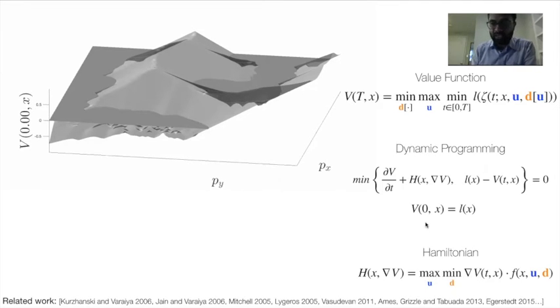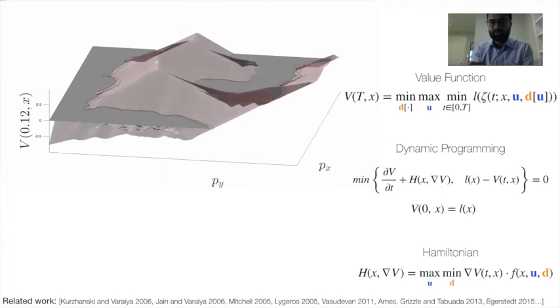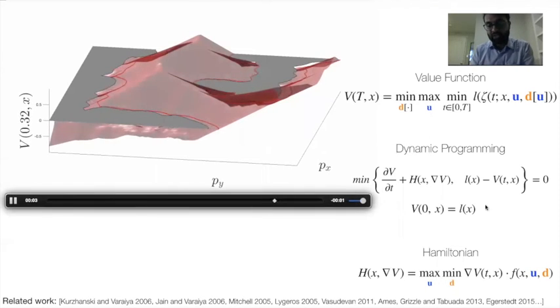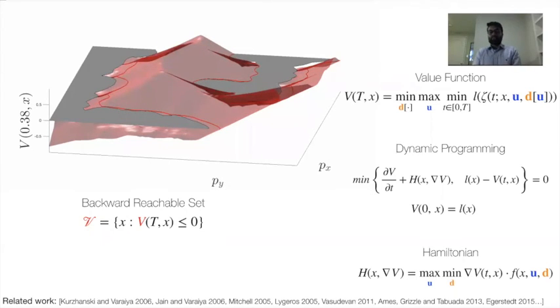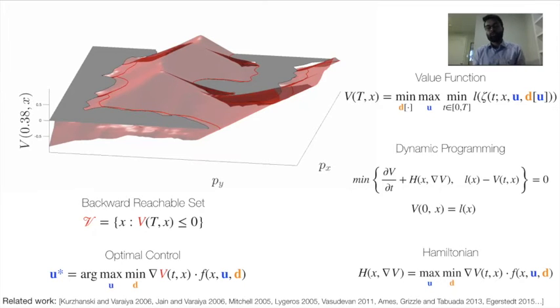So anyways, we can apply this dynamic programming, and this is what it looks like. You start with L of x, the final value function, and then you apply dynamic programming, and the value function ultimately converges. And once the value function converges, the sub-zero level set of that value function is what gives us our backward reachable set. As well, this computation gives us the safe controller to keep the system inside the backward reachable set.